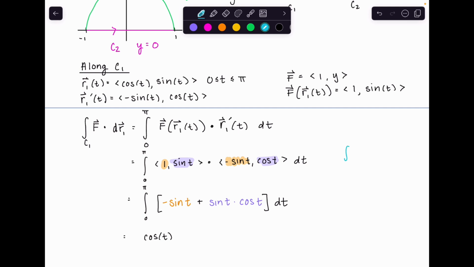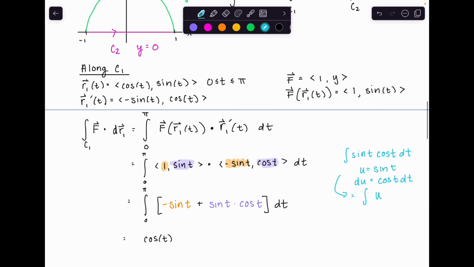If you want to integrate sine of t cosine of t, you can let u be either one, but sine of t is definitely easier because then you don't have a minus sign. So du is positive cosine of t dt. So this ends up equaling the integral of u du, which is 1/2 u squared plus c. So plugging in u, the antiderivative of this would be 1/2 sine squared of t.